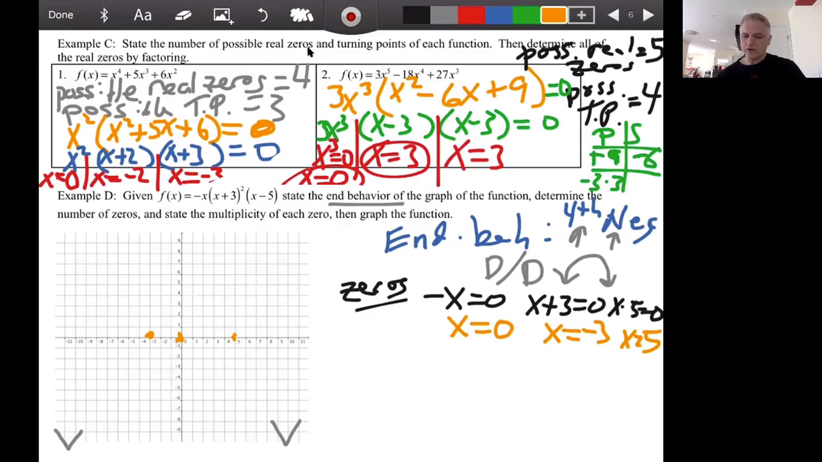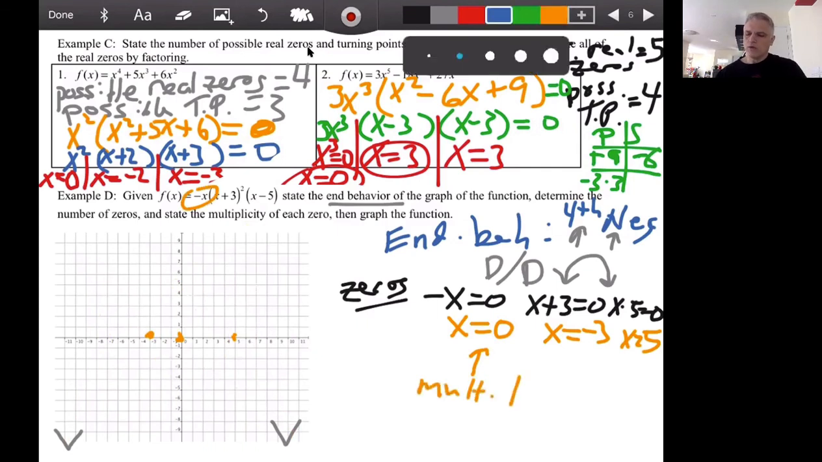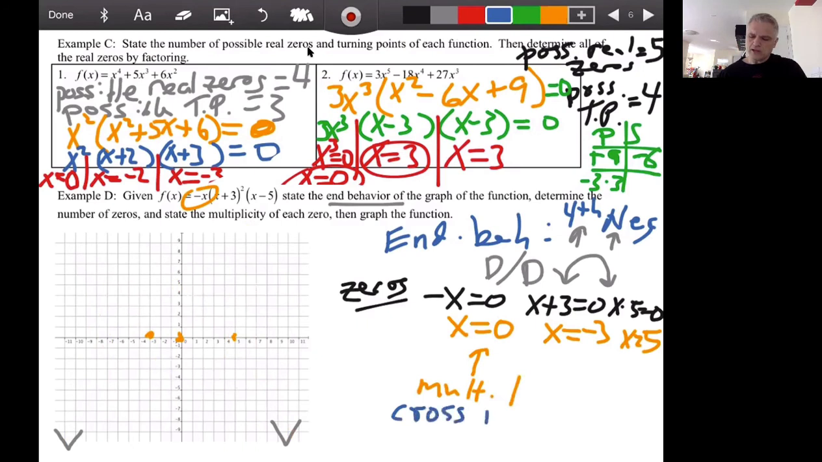This is cool. Okay, multiplicities. Because this was x to the first power, the multiplicity at 0 is 1. When the multiplicity is 1, we cross the x-axis. Okay, we cross the x-axis. So wherever you hit this one, it's going to go straight through it. Okay?